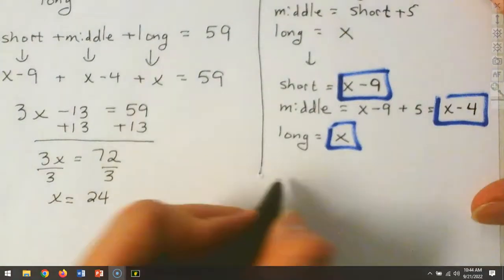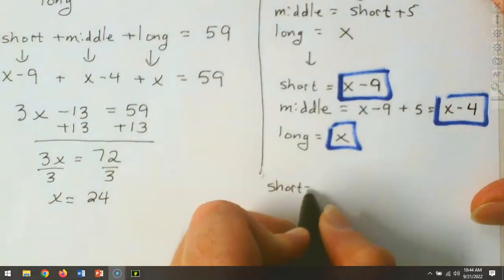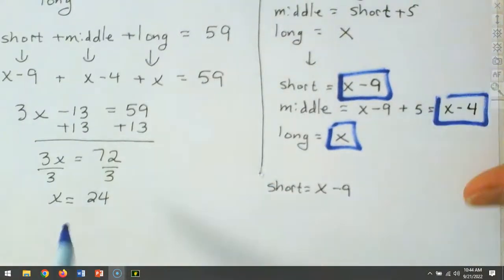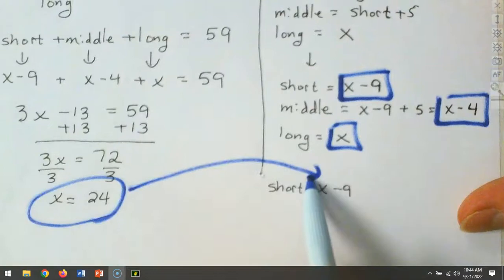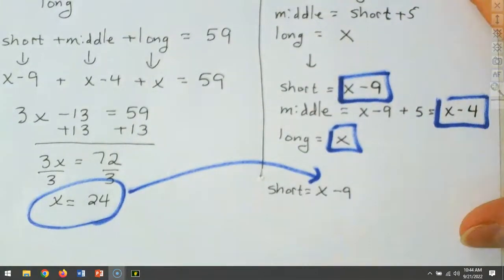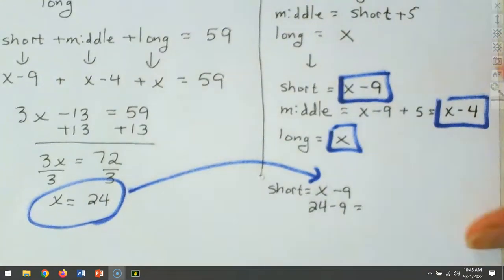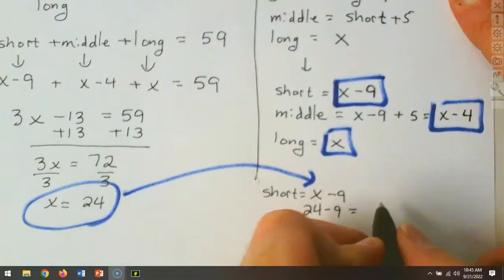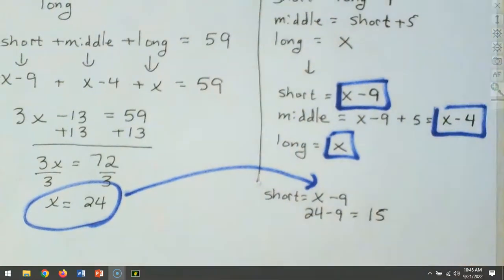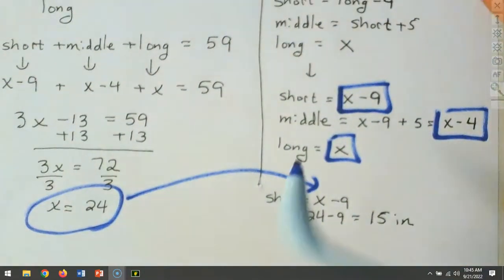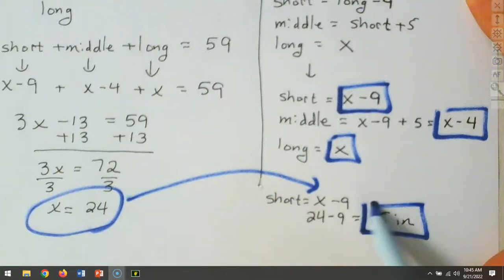We need to go ahead and get our 3 parts. So let's work with the short side. Short side is x minus 9. So plug in that 24. So that's 24 minus 9. So that gives us then, what, 15? 24 minus 9, yep, that comes out to be 15. And what is this in? Inches, right? So we'll label the short side as 15 inches.